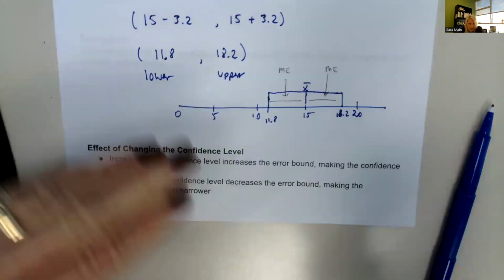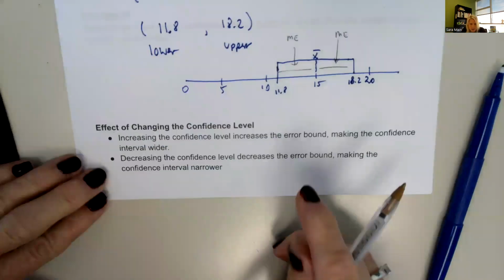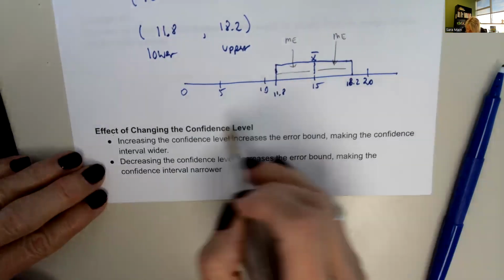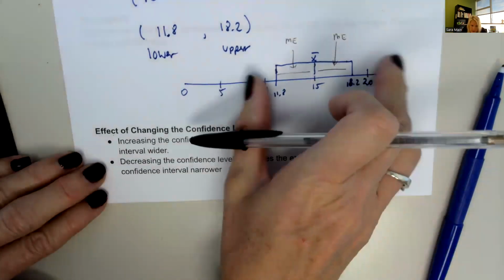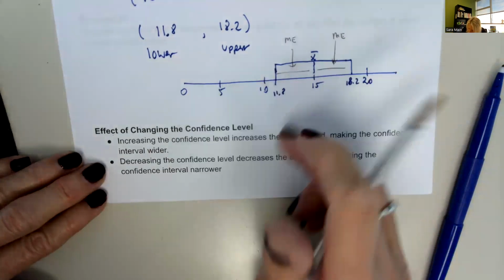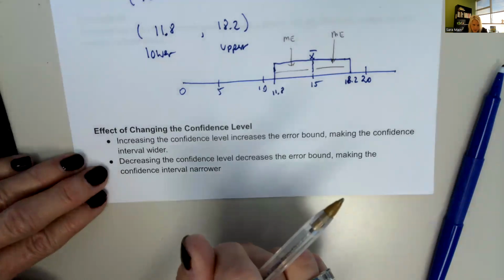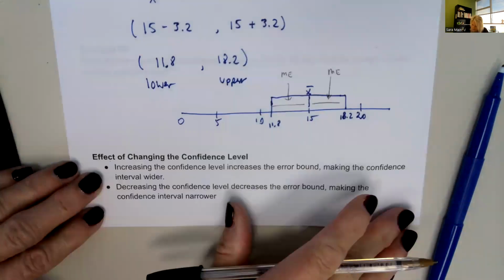So increasing the confidence level increases the margin of error. It increases this right here, making the confidence interval wider. So increasing the confidence will make it wider. Decreasing the confidence decreases that error bound, making the confidence interval narrower.